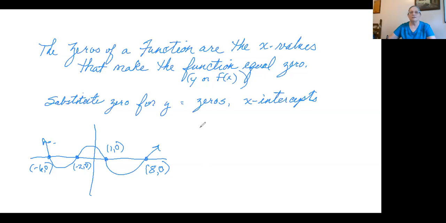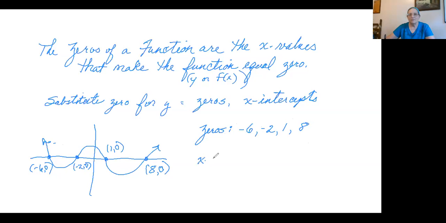Okay, now the zeros of this function would be given as just a list of the x values that you could put in that would make the function equal 0. So if you plug in -6, you're going to get 0. We know because the function has the point -6, 0. Likewise, if you plug in -2 for x, you're going to get 0 for y, and so on.